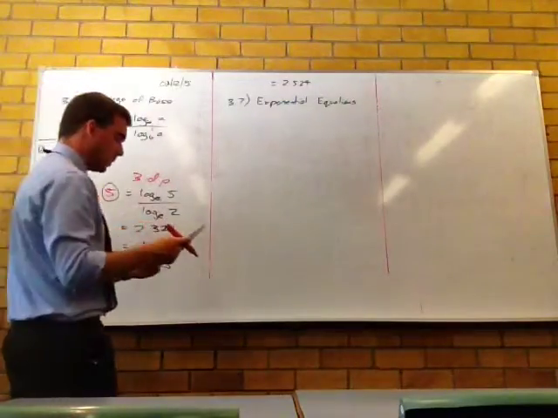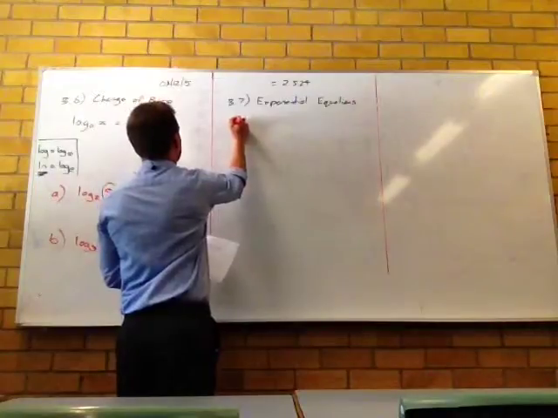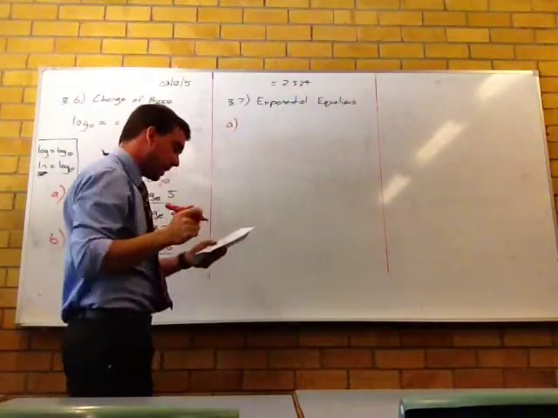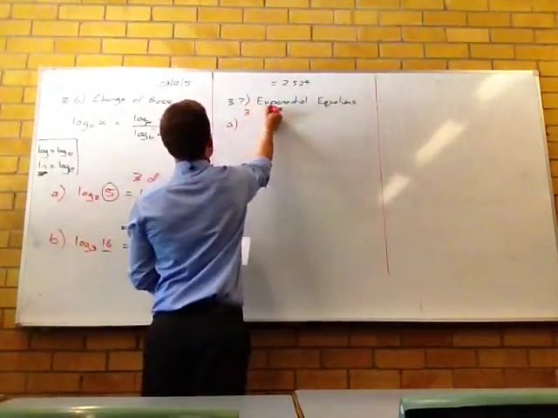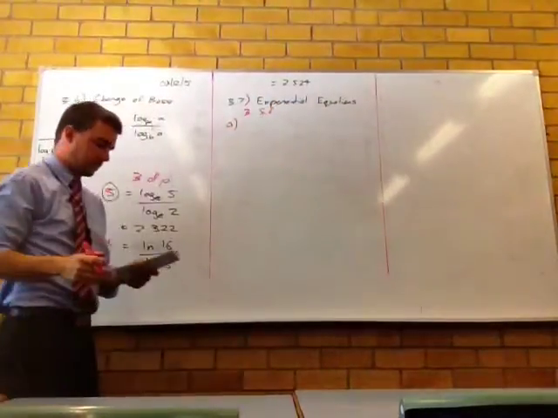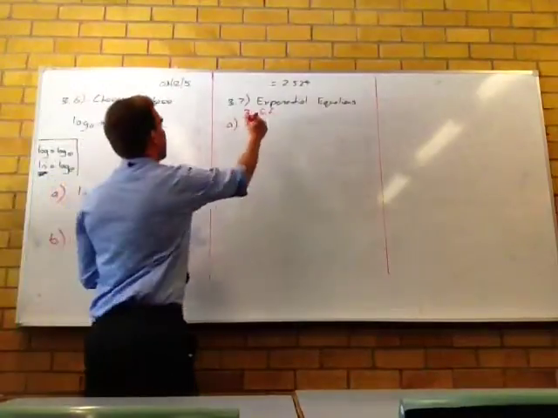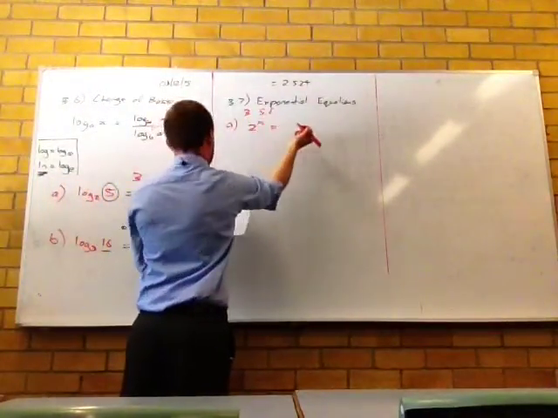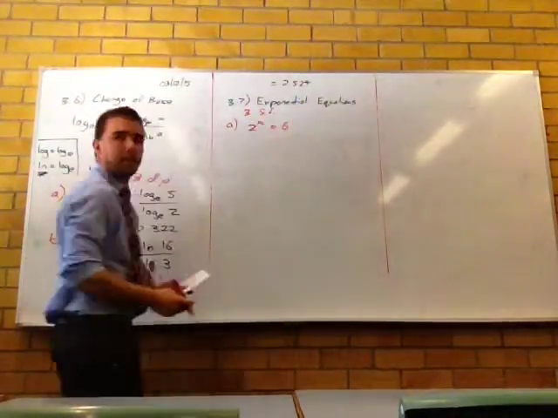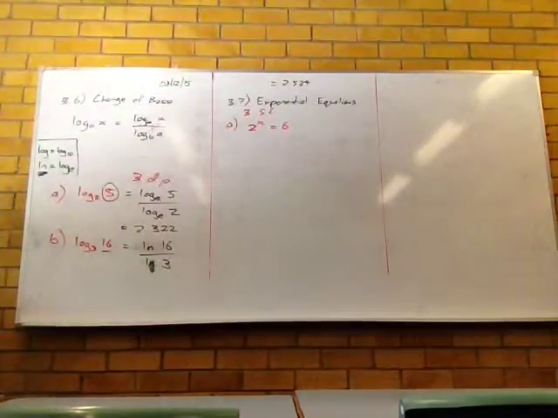Right, exponential equation. Example, we're going to have these all to three significant figures. So it would be a good reminder of how to do significant figures. 2 to the power of x is equal to 6. So 2 to what power equals 6? Any suggestions on how I'm going to approach this?